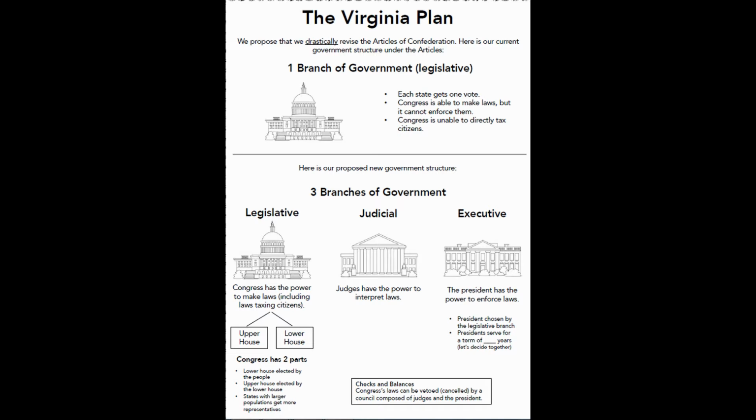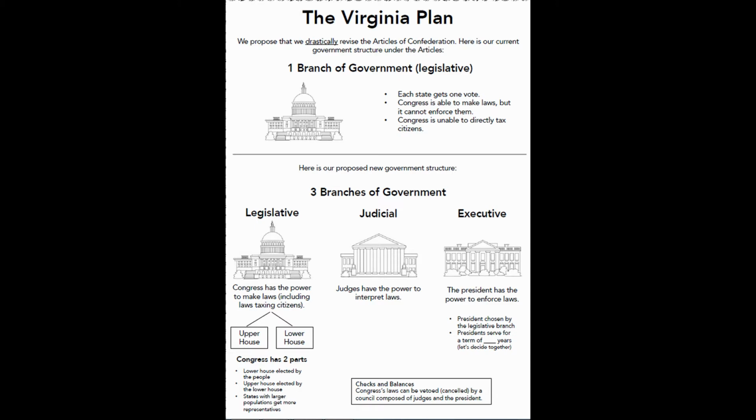And the Virginia plan has three branches of government. You have legislative, judicial, and executive. Legislative branch, Congress has the power to make laws, including laws taxing citizens. You have the upper house and you have the lower house. The lower house is elected by the people, and the upper house is elected by the lower house. States with larger populations get more representation.